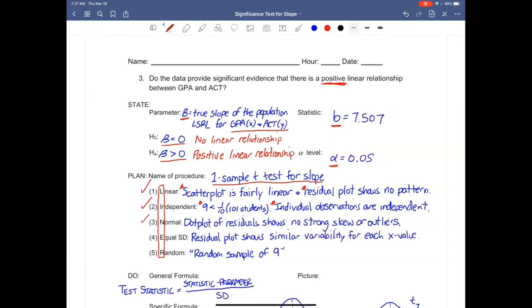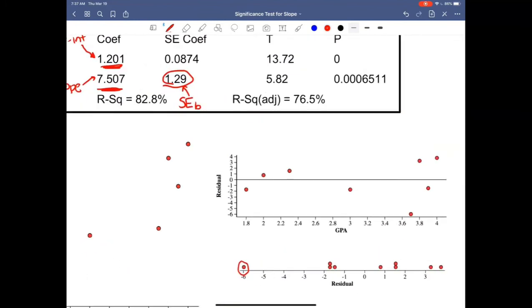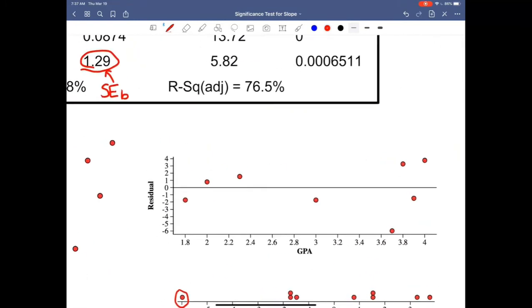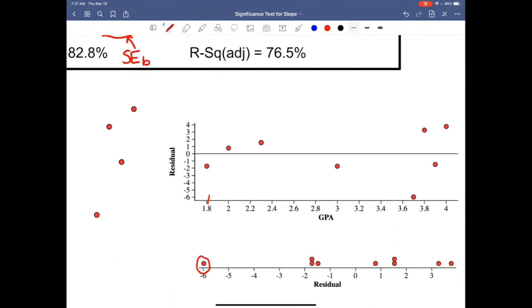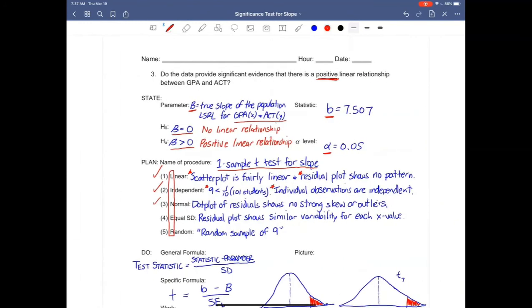For equal standard deviation, we go back to the residual plot, and we want to see that there's similar variability for each x value. So in the residual plot, for each x value, it appears that we have fairly similar variability as we move through each of the x values here. So we're going to go ahead and say that the equal standard deviation condition is satisfied. And then the last condition, the random one, we were told in the setup of the problem that the teacher was taking a random sample of 9 students.